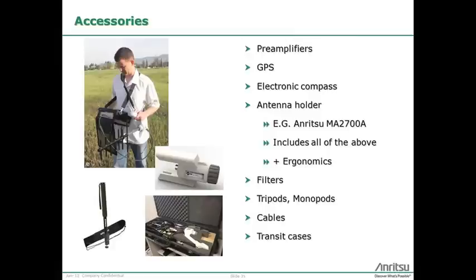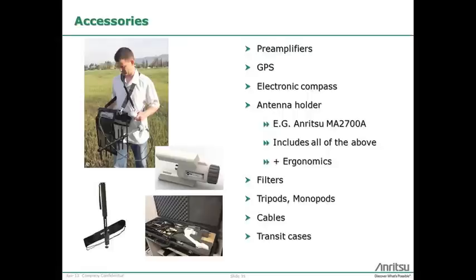Accessories: preamplifiers are sometimes useful accessories to improve the ability to see small signals. You need a GPS receiver so you know where you are, especially for mapping, and an electronic compass to get to where you are. The antenna holder we've been talking about, this Anritsu MA2700, we call handheld interference hunter, includes all of those items, preamp, GPS, electronic compass, in a single ergonomic, easy-to-use package.